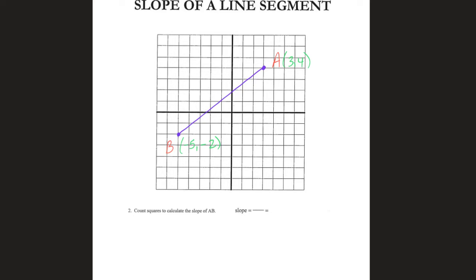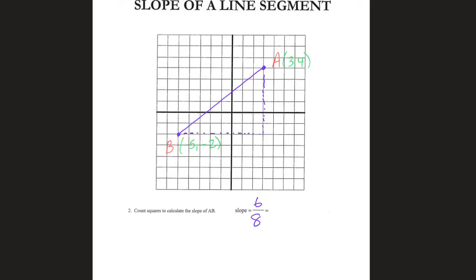So I'm going to go through and count my squares. To count those squares, I now need to go over to the right 5 and then another 3. So my run would be 8. And I would then go up 2 and another 4. That makes my rise 6.